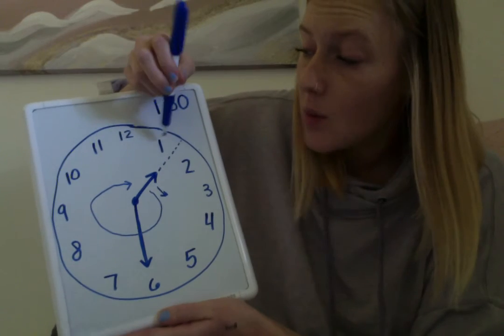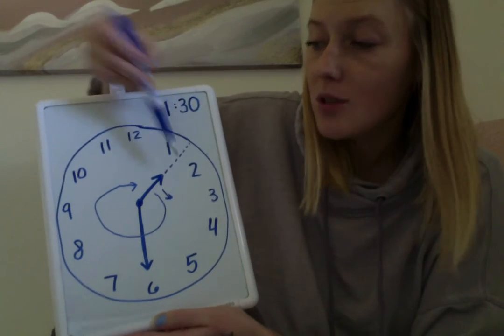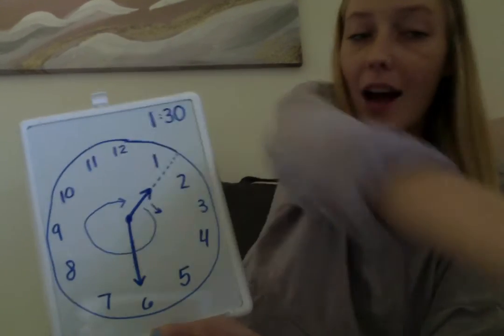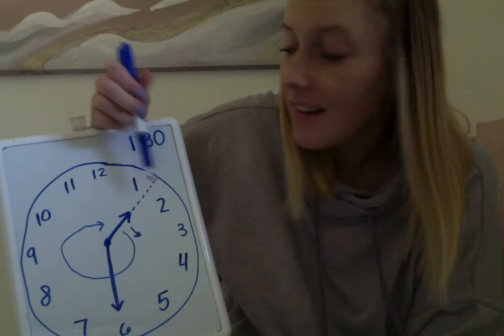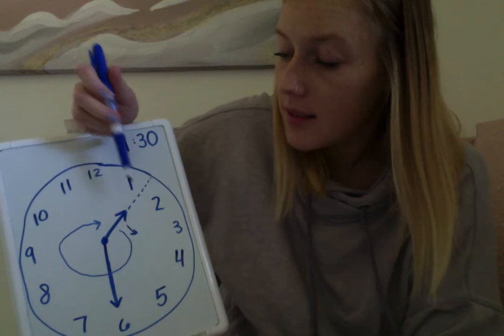If it was moving this way, that would mean it hadn't reached the 1 yet. But clocks go this way. It's called going clockwise. And since it hasn't reached that 2 yet, it's still in the 1s. So it's 1:30. I want to get a clock where I can show you guys that the hand moves. I can show you guys what I'm talking about.